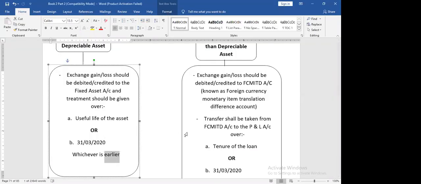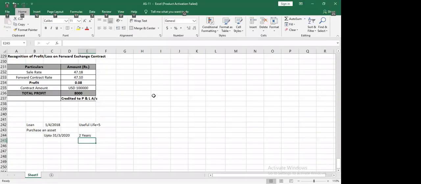Now put on the chat box, what will you take? 2 years or 5 years? You have to take whichever is earlier. So you will take how much? 2 years. Which means if your loss on the transaction is 50,000, we will transfer 50,000 to the profit and loss account in how many years? 2 years. Are you getting it?